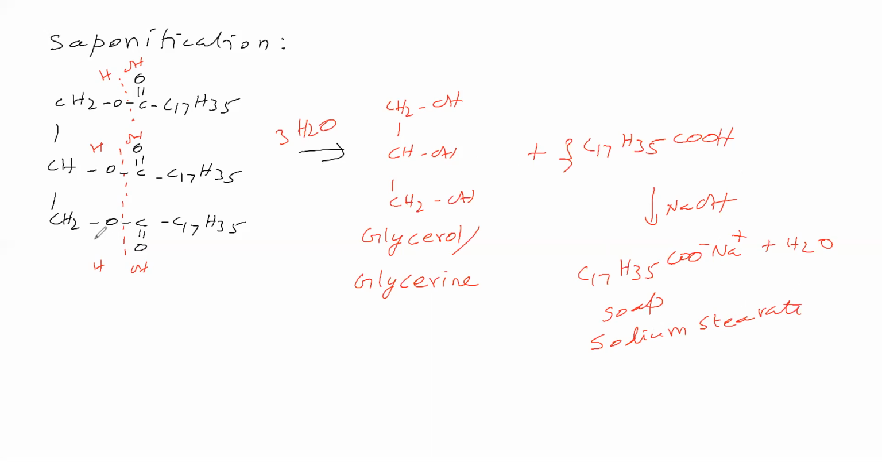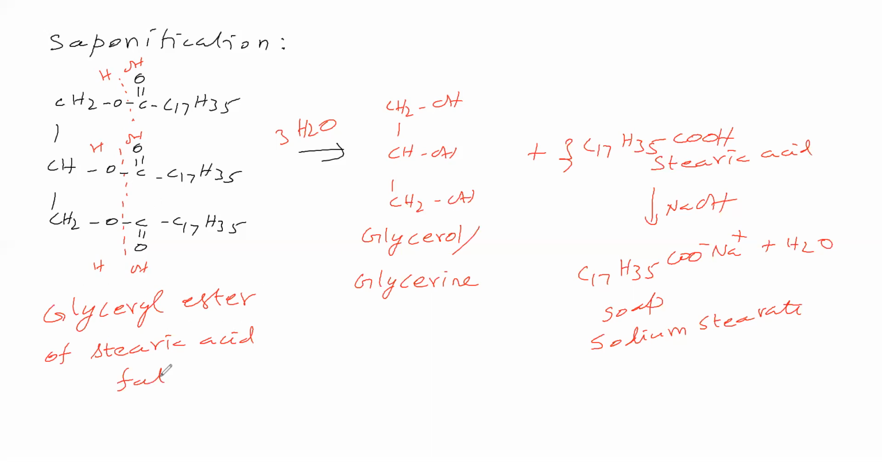Therefore, it is giving glycerol and sodium stearate. This is called stearic acid. This stearic acid is obtained from the alcohol glycerol and the carboxylic acid, stearic acid, so it is called glyceryl ester of stearic acid. This glyceryl ester of stearic acid is fat.